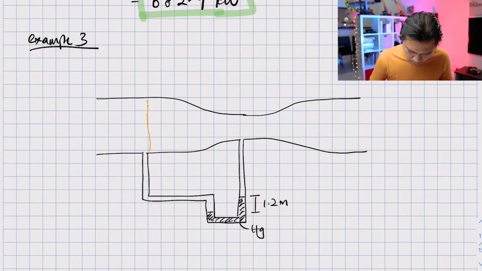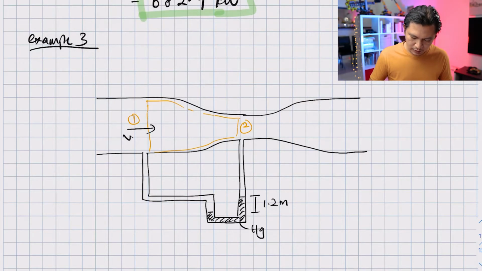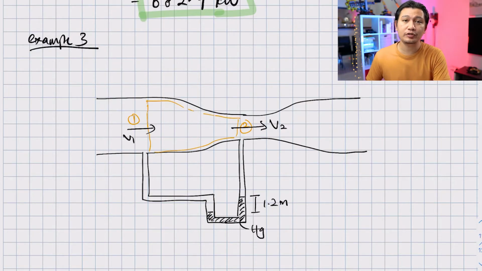Now let's draw our control volume first. Our control volume looks something like this. So this will be our inlet and this will be our outlet. And I'm going to label this as V1 and this is V2. And the question is asking you to find the mass flow rate of the fluid that is inside this Venturi meter. And what's given to you is just the pressure difference between point 1 and point 2.